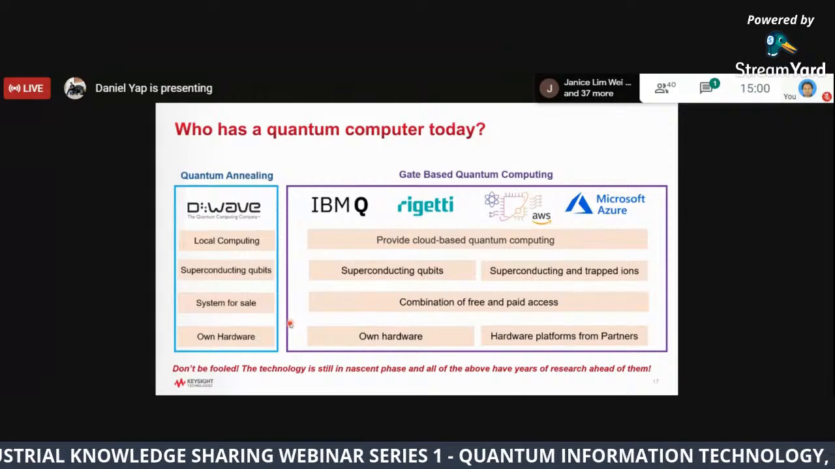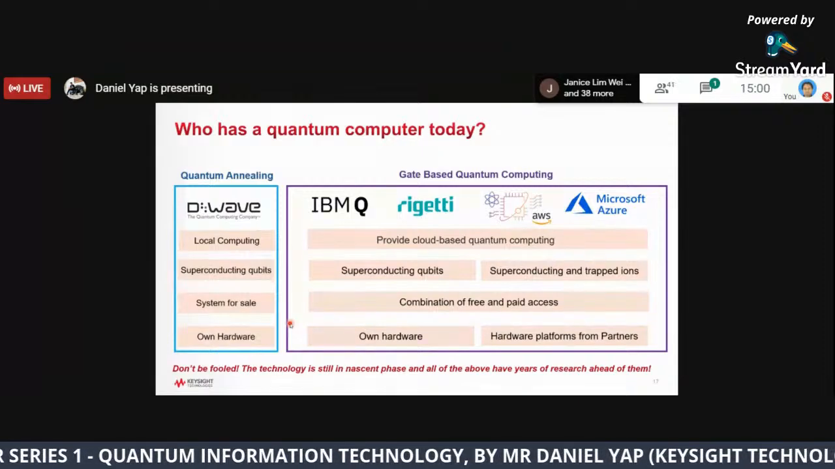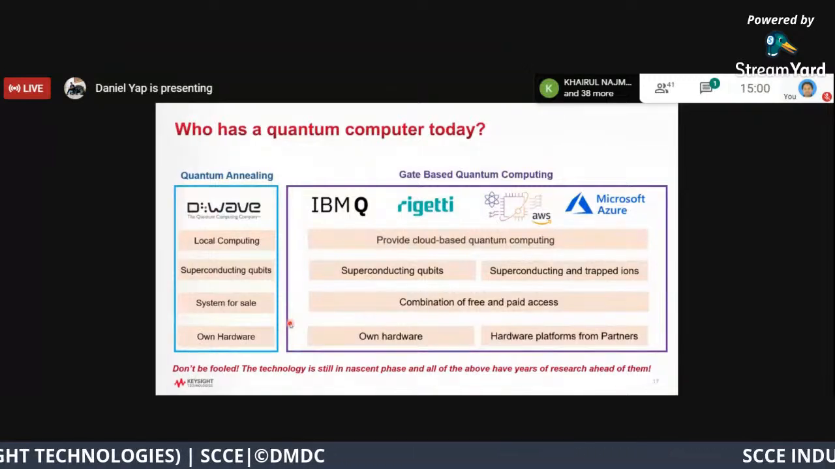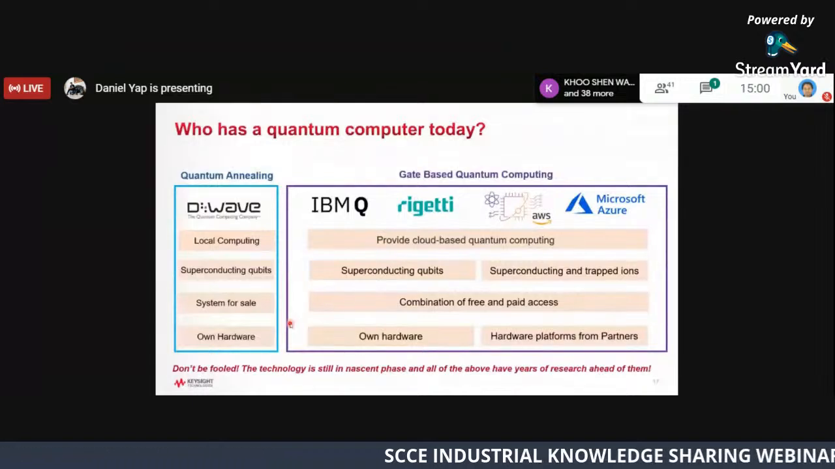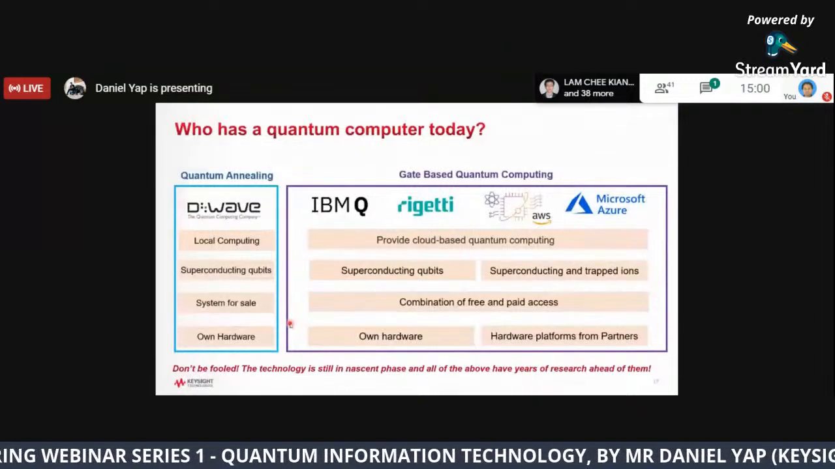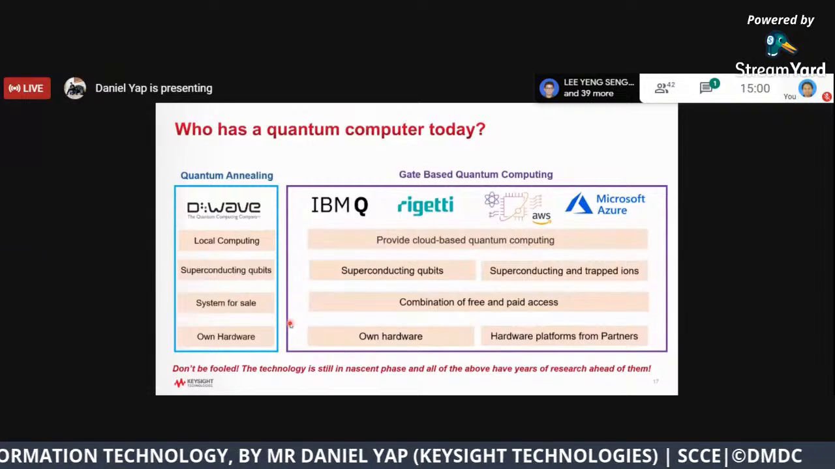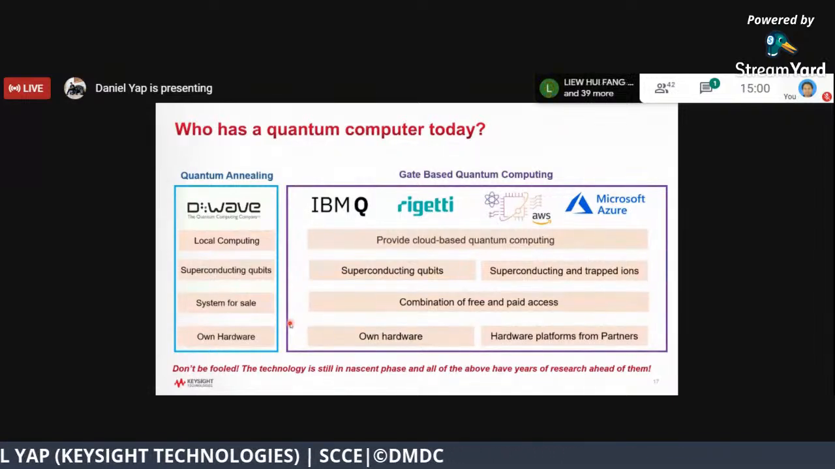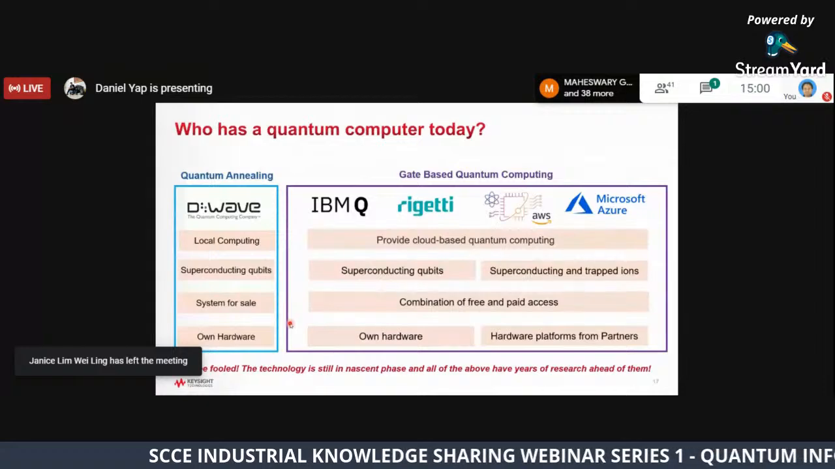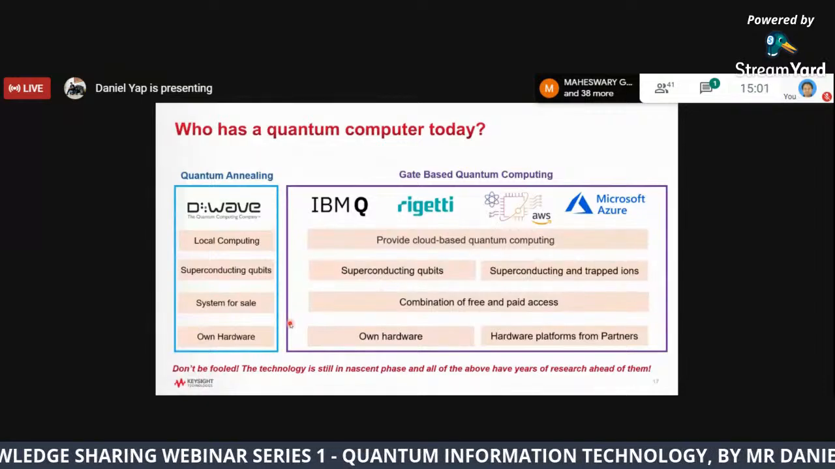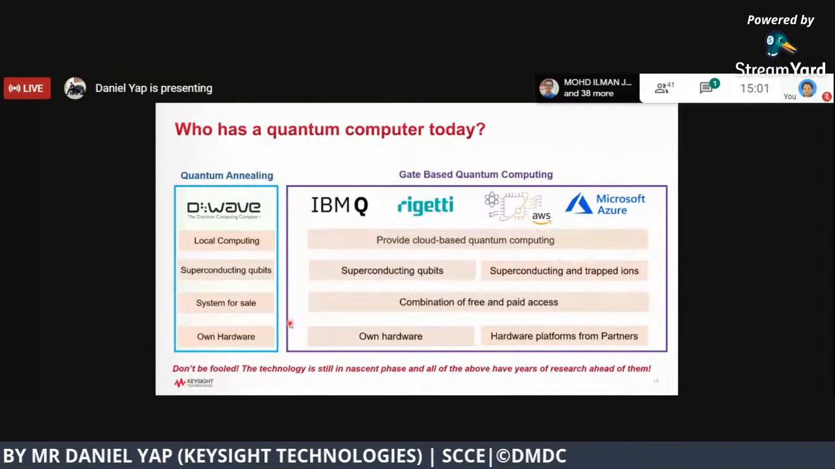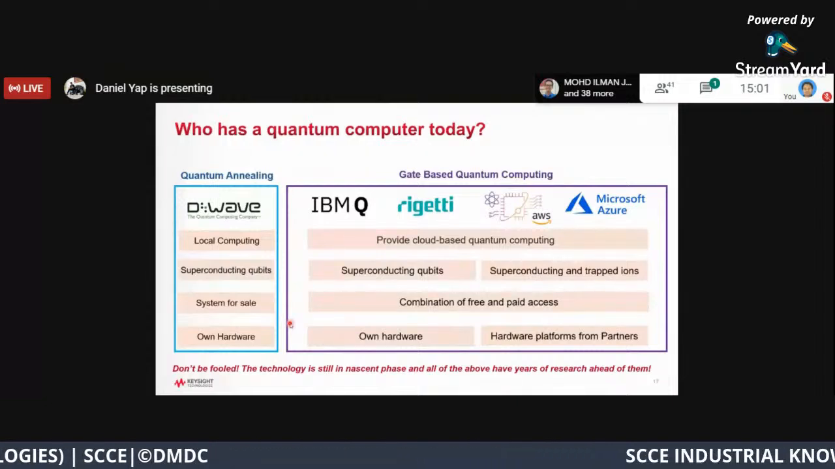Now, who has a quantum computer today? Well, I'm going to break this into two big groups. One is quantum annealing. This was pioneered by D-Wave, a company based in Canada, so you can see that it is local computing. The quantum technology is based on superconducting qubits, that is the Josephson junction. The word superconducting means that it operates at extreme cold temperature. And they do have systems for sale right now. Maybe UniMAP is interested to evaluate, or maybe you can buy on Huawei.